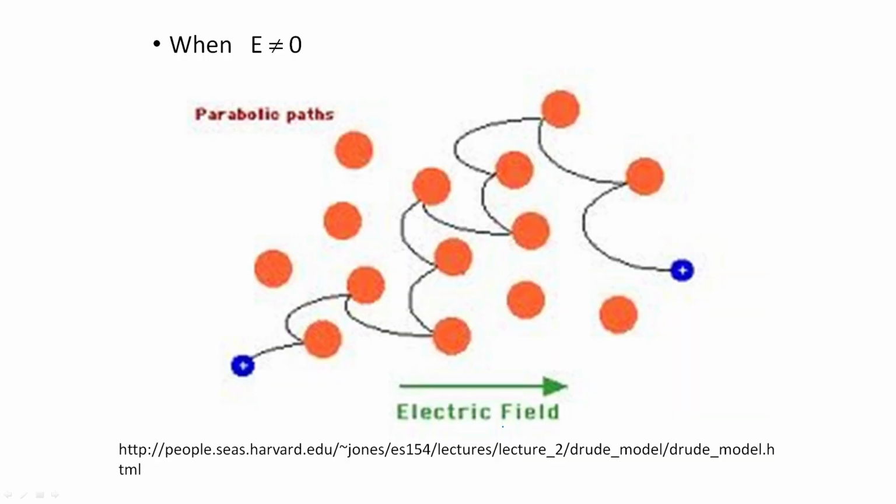When there is no electric field, electrons will follow a zigzag path. You see, the electron has hit this ionic core, then moves and hits another, and after hitting, finally reaches here. If you apply an electric field, it will be much easier. It can go through this. This is taken from a lecture available at Harvard University, by Professor Jones; you can also go through it.